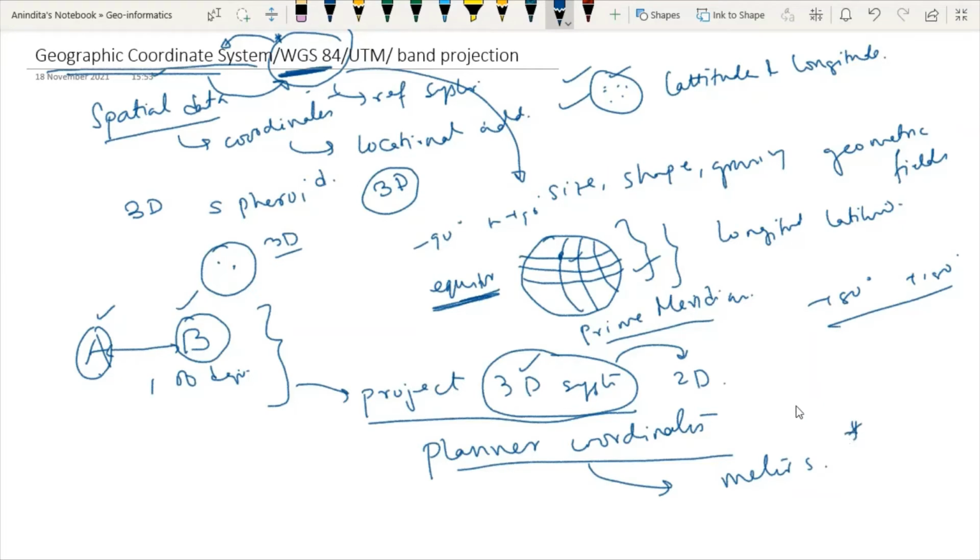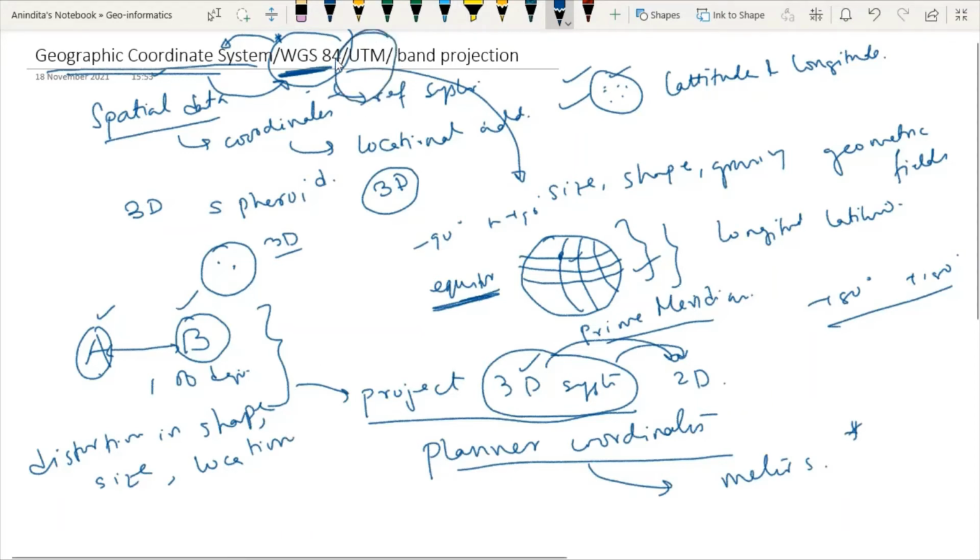Now, if you squash the 3D space into 2D, then there will be distortion. So this kind of projection is not so easy. Whenever you perform this kind of projection, you will face some problems. So what are those problems? The problems will be distortion in shape, distortion in size, and also distortion in location. So, in order to minimize those map projection distortions, we are going to use the concept of UTM.